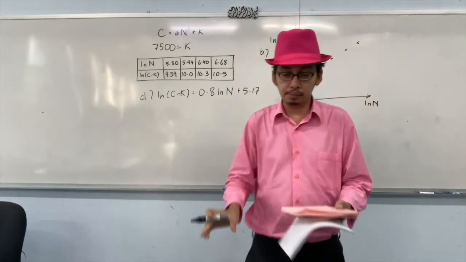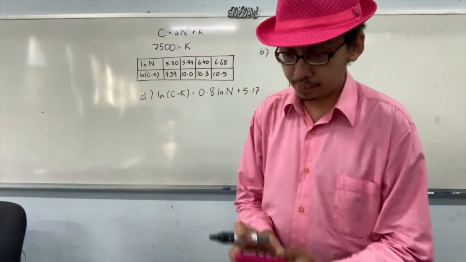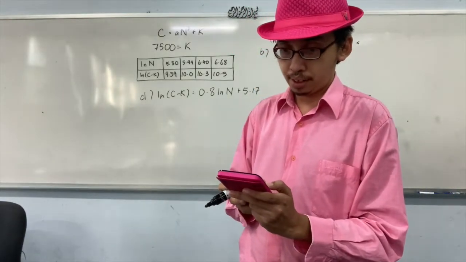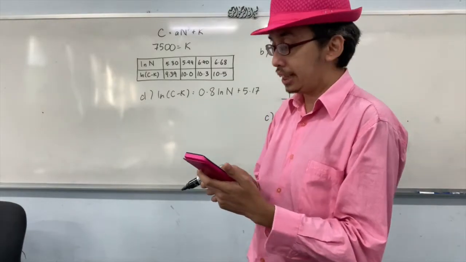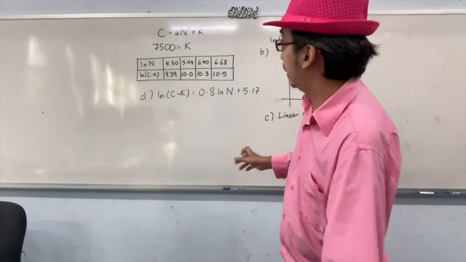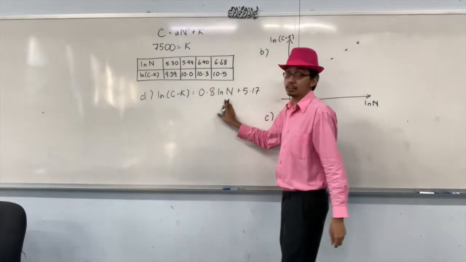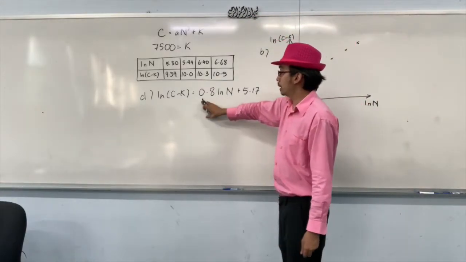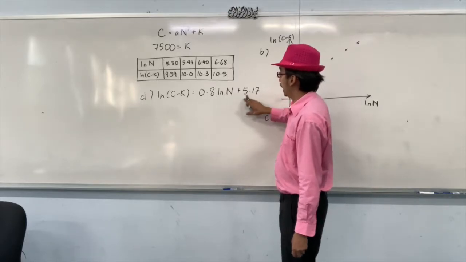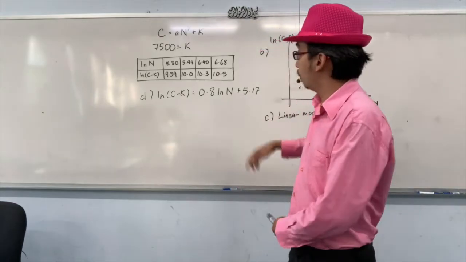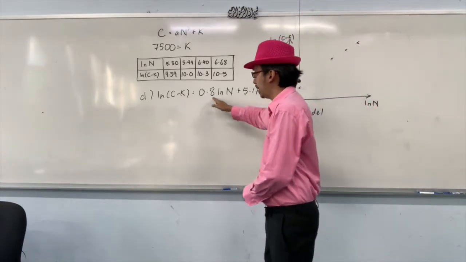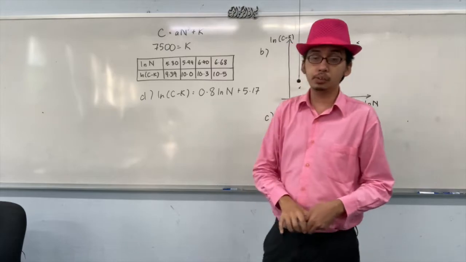Let me double check that. Okay, 0.8. The x is now ln n, so you don't write x, you write ln n. So 0.8 is the gradient, then ln n, and plus 5.17. All these have been rounded off. This one is actually 0.7999 or something, so we round it up.